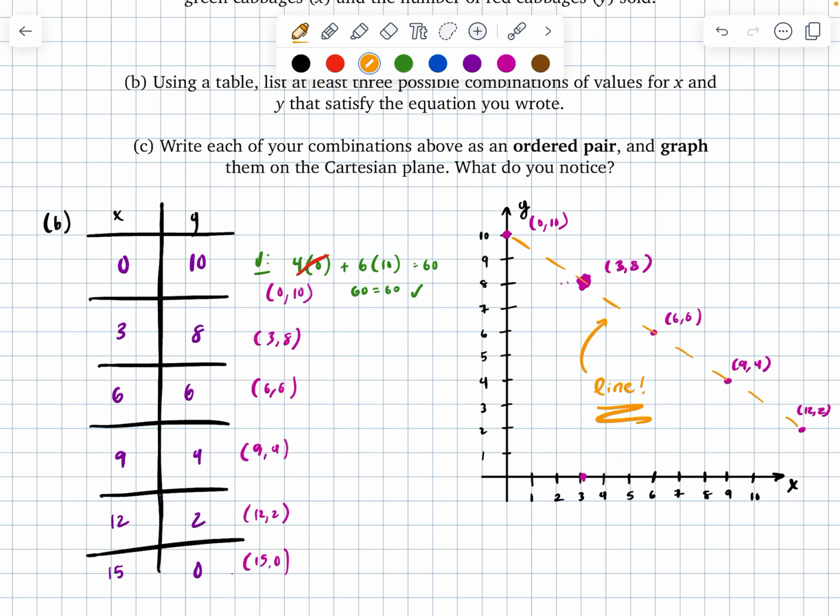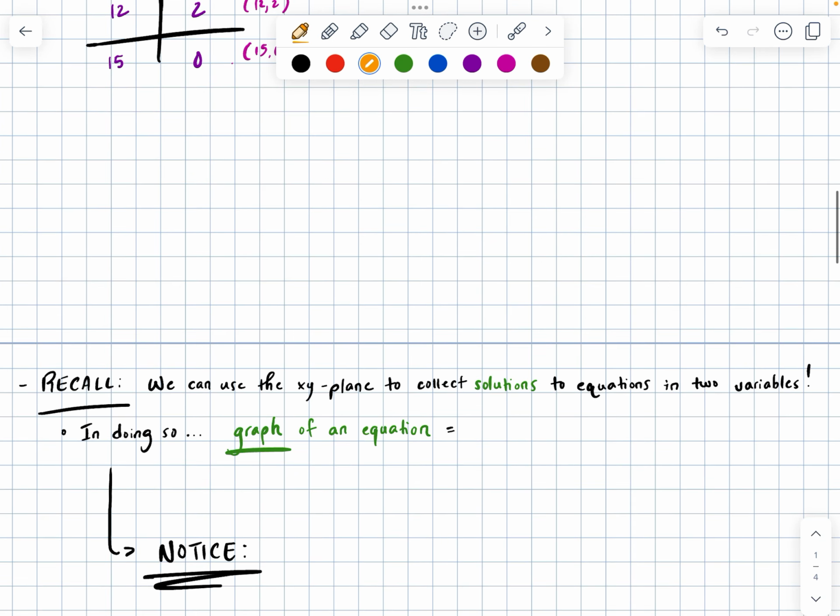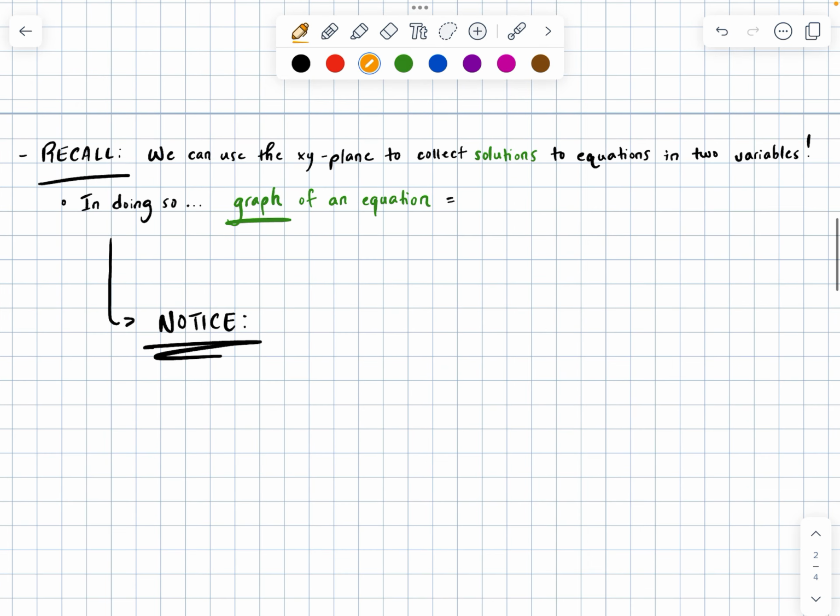So we've got this Cartesian plane, and while the Cartesian plane can, of course, certainly be somewhere where we're just plotting points at random, its true value lies in the fact that we can use that plane, as we just did above, to collect solutions to our equations in 2 variables. In doing so, we create this thing that's called a graph. And by definition, a graph of an equation is just going to be us plotting all of its solutions.